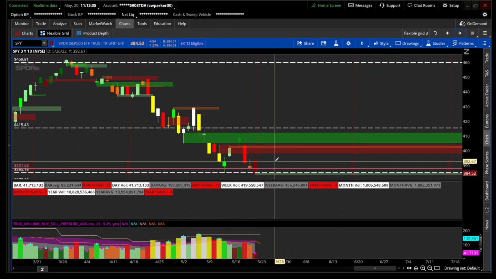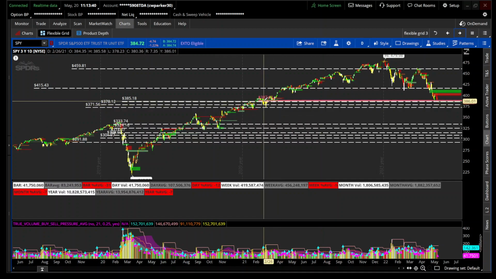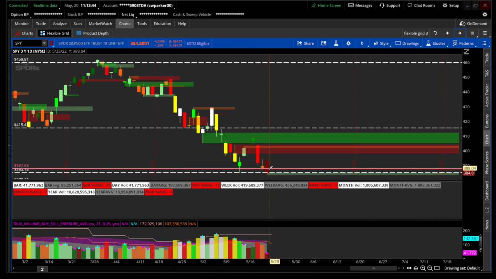This pink line that I drew is just a previous point of control over here at 387. So I'm counting on that too to hold up the SPY as well. But you can see how this close is breaking down below it. And it actually got this bounce from this day and this day as well.